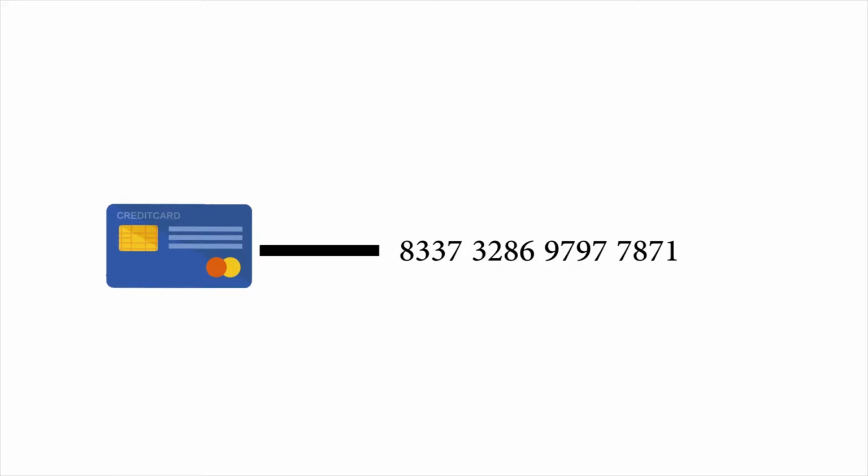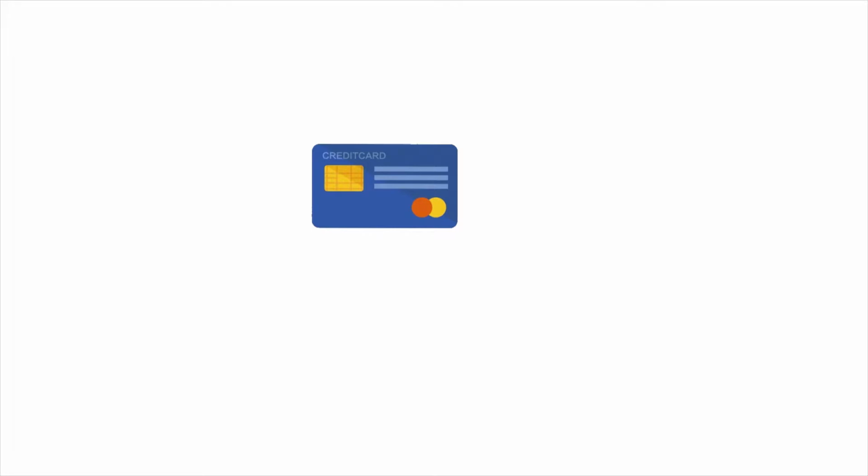For example, with this credit card here, you can create a surrogate value that has absolutely no relation to the original card number, and it can be matched back to the original card number at a later time. So, what would be the use case for tokenization?